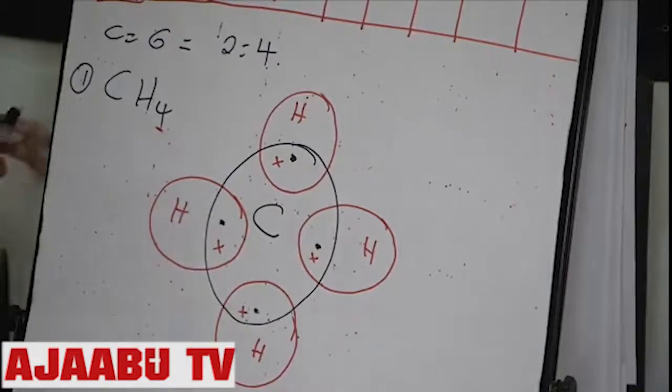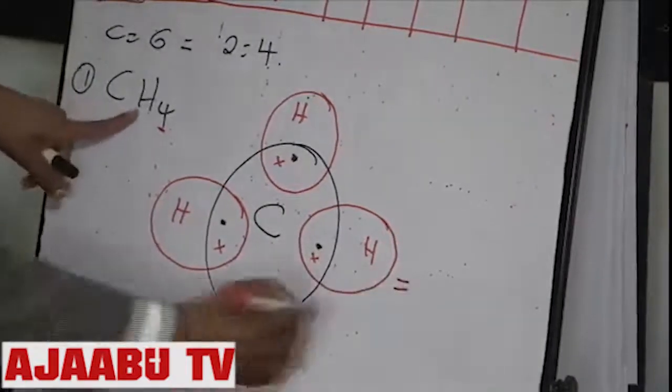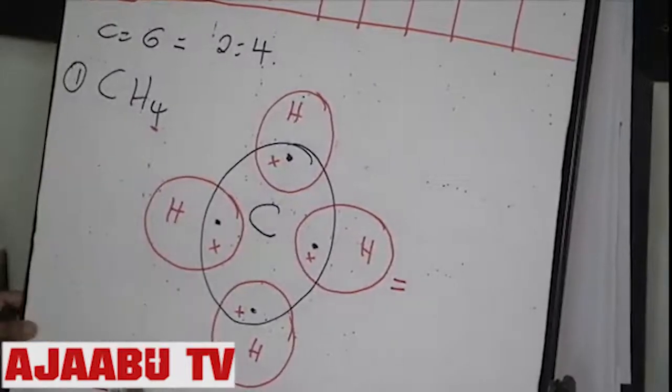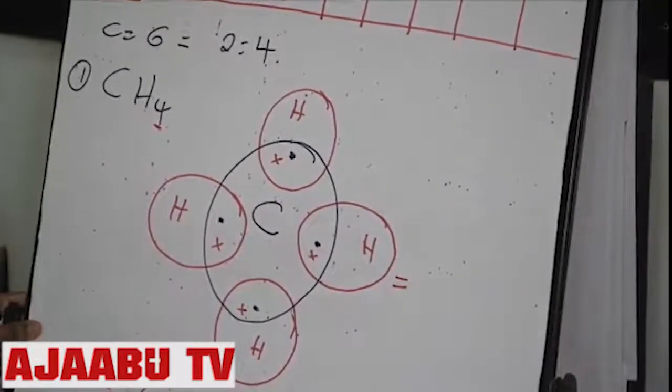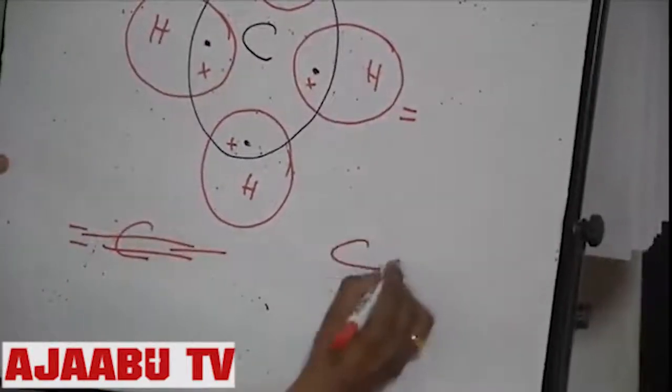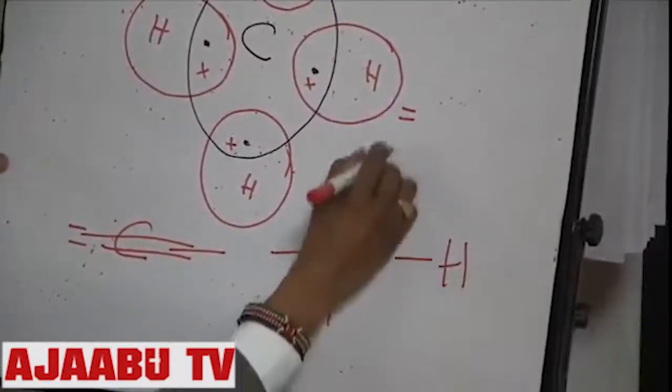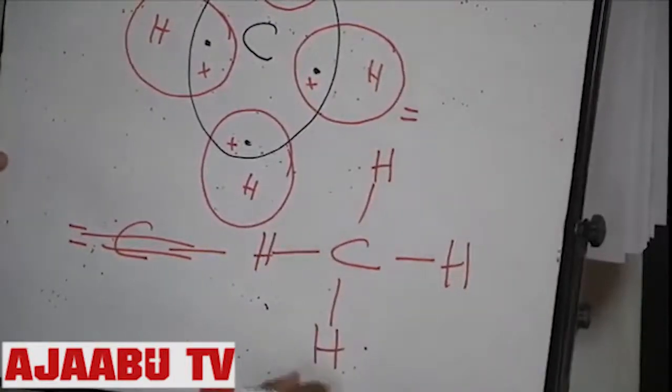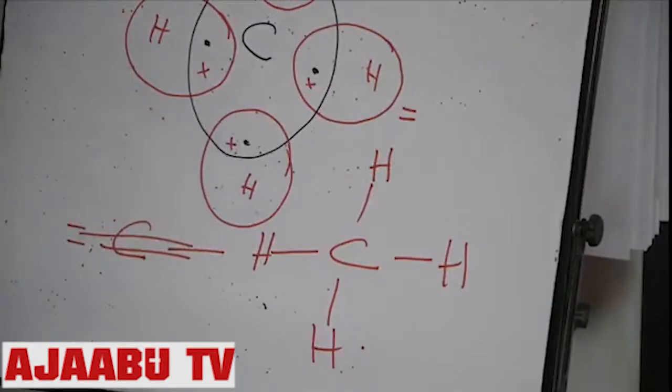So this is the structure, which can also be opened to us as C, then with hydrogen atoms. So this is the structural formula for methane. Now we go to the next one, which is ethane. Ethane is C2H6.